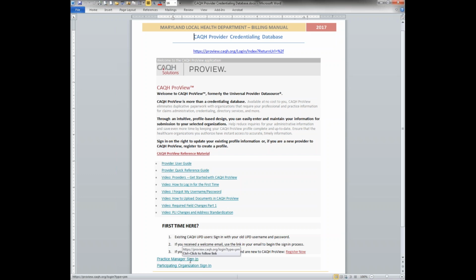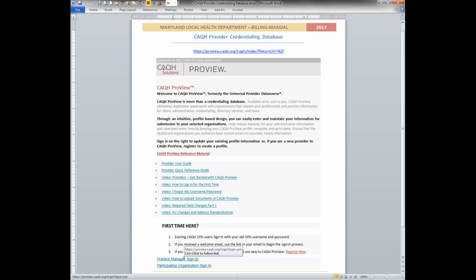Below here, you see a sign-in link. If you click on the link here, it'll take you directly to the CAQH ProView. If you're already an existing user, it'll allow you to sign in right away. What happens is typically the practice administrator, manager, or somebody in fiscal will actually go in and sign up as a practice manager so they can enter all their organizational information.